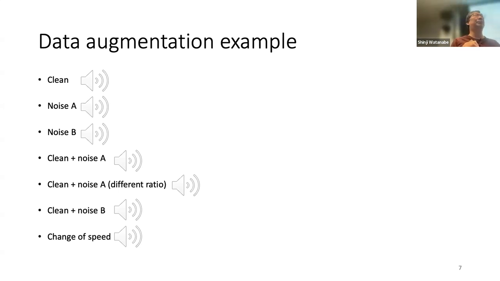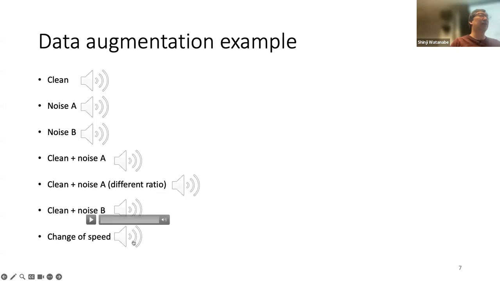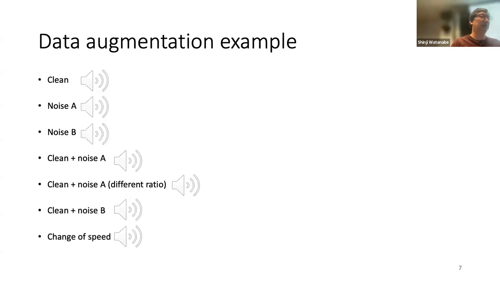If we have some specific noises in our application, we can collect them in advance, and then using this equation, just add them. Then we can augment the data. But the last is the change of the speed, which is to imitate various speaking styles. This is, by the way, called speed perturbation in speech recognition, and the ESPNet stage 2 actually includes speed perturbation.